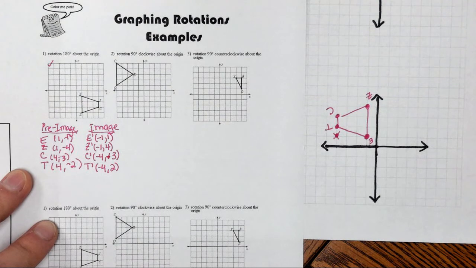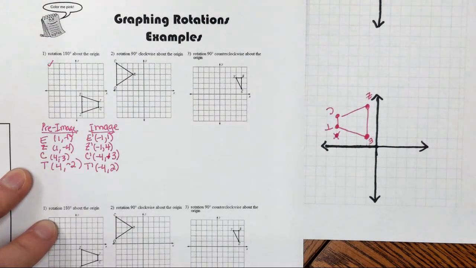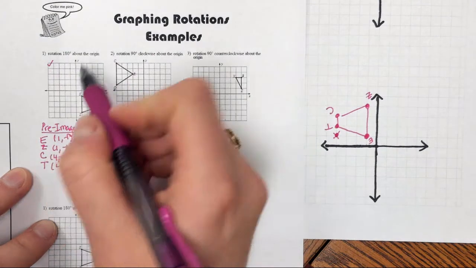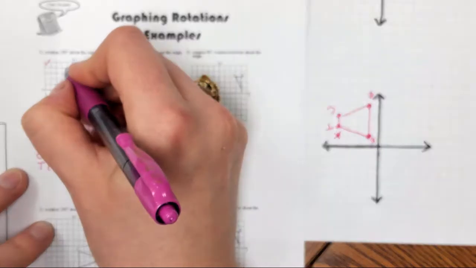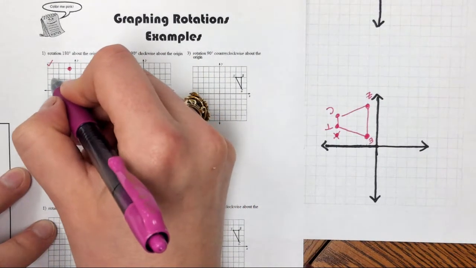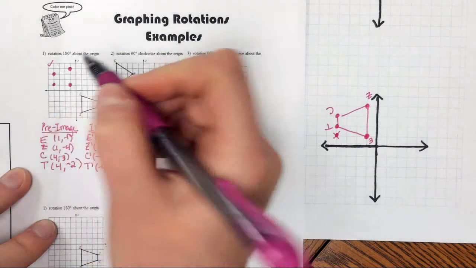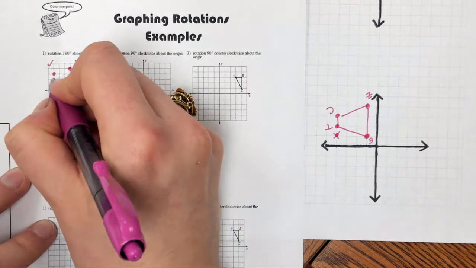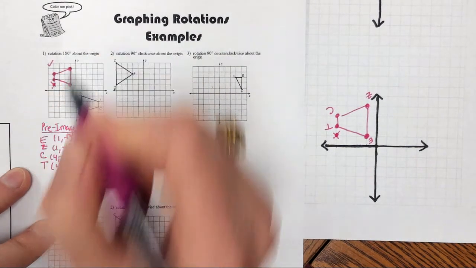Okay? Then I want to take these coordinate points and plot my shape. So I have -1, 1, -1, 4, -4, 3, and -4, 2. Connect my points together, and there's my new shape.